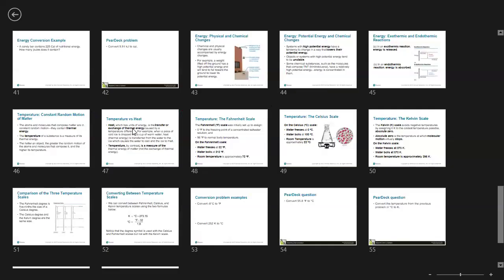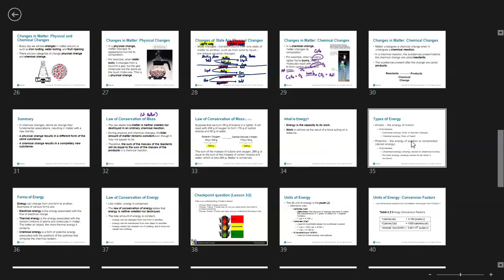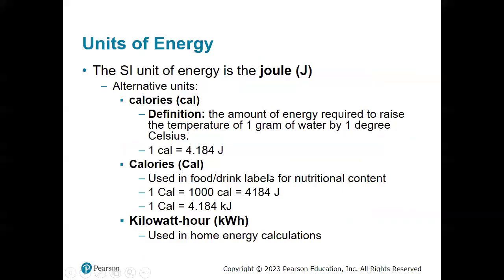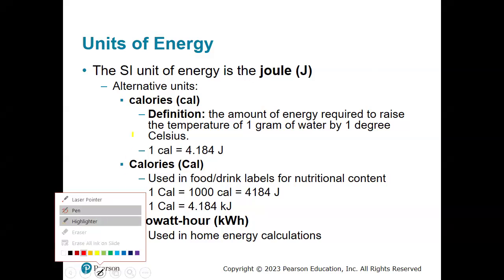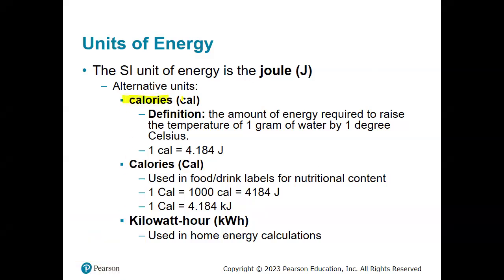Calories can come in a couple of different descriptions. So when we talk about calories with a lowercase c, this is the normal unit of calorie. And by definition, a calorie is the amount of energy it takes to raise the temperature of 1 gram of water by 1 degree Celsius.